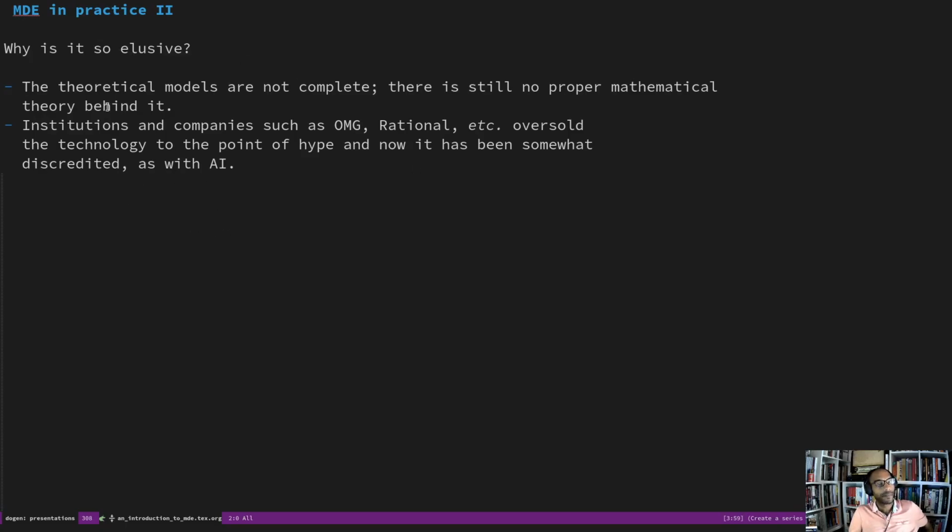Some people say that the theoretical models are not complete. In other words, there is no theory of modeling like there is a theory of computer science for compilers. If you think of compilers, compilers are always used as a proxy, and I use this a lot in my research work.